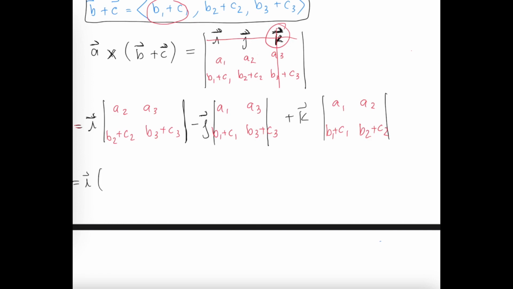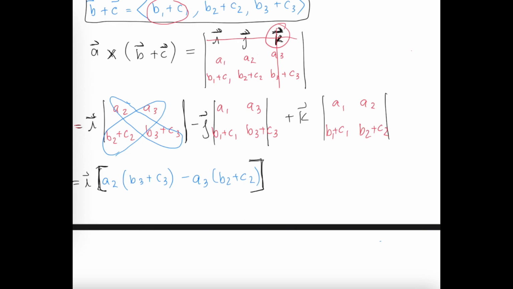So the I vector is going to be multiplied by A2 times B3 plus C3. So we say A2 times (B3 plus C3). And then from that, we're going to subtract the product of the other diagonal, which is going to be A3 times (B2 plus C2). Now, this is a lot of parens, so I'm actually going to make these outermost parentheses brackets just to keep it all separated.